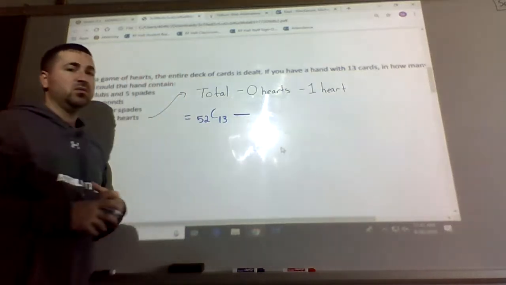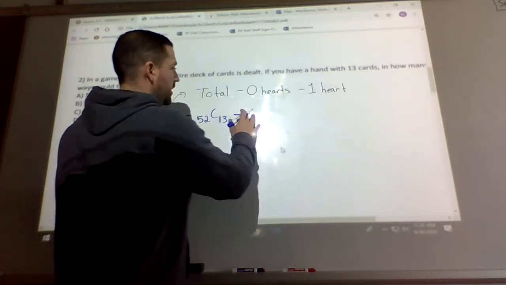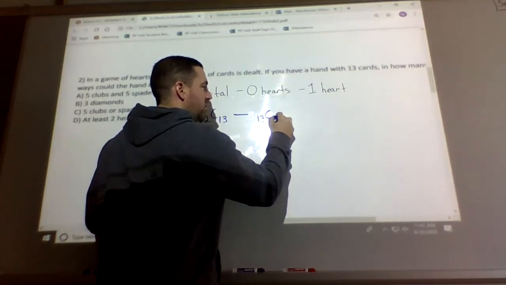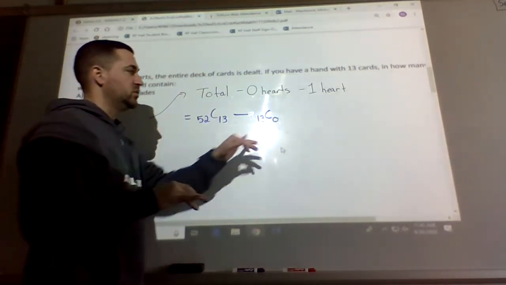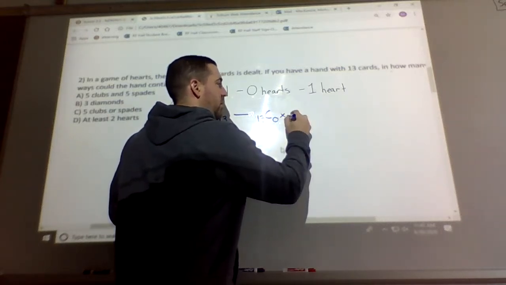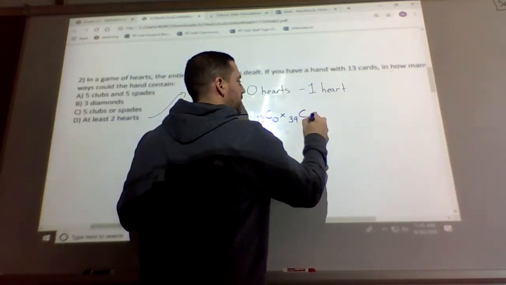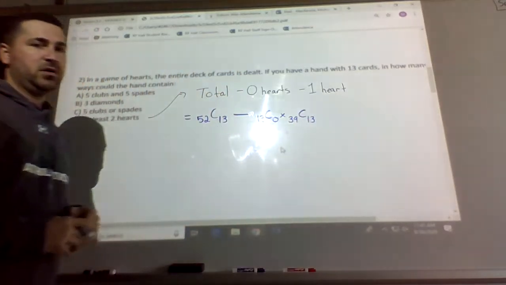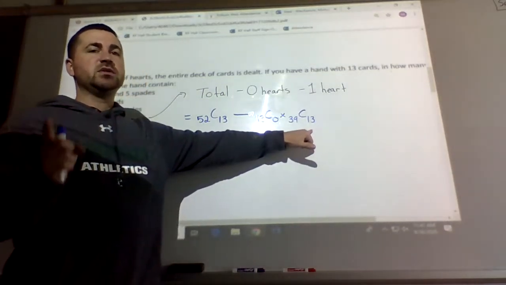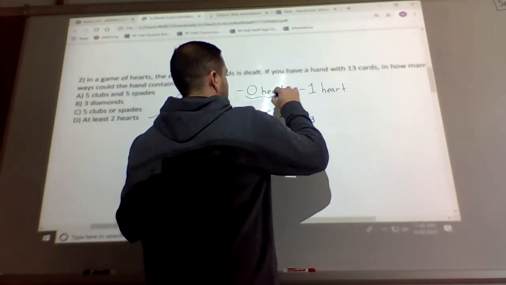Now we're going to subtract how many hands will have 0 hearts. Well, if there are 13 hearts and we don't want any of them, it's 13 choose 0. We don't want any of the hearts, so 0 of the 13, times the remaining amount, which is 39 cards, and we're going to choose 13 of those. So 0 of the hearts, but 13 from the other 3 suits: clubs, diamonds, and spades. So 0 hearts is here.